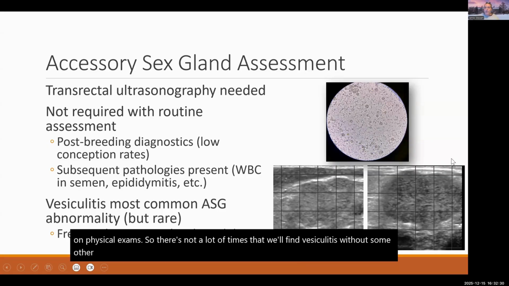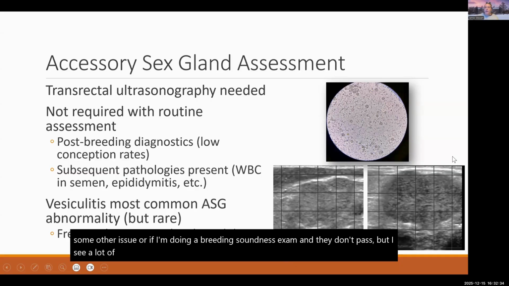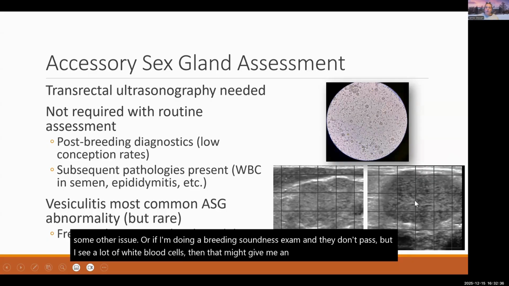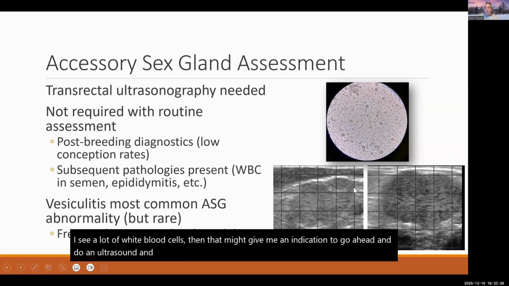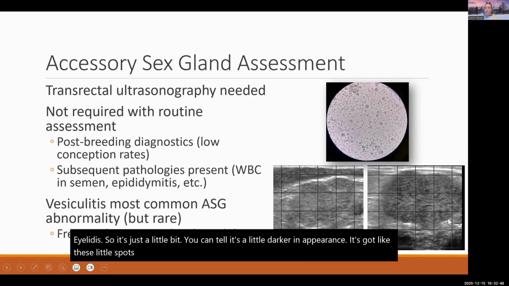Or if I'm doing a breeding soundness exam and they don't pass, but I see a lot of white blood cells, then that might give me an indication to go ahead and do an ultrasound. This is showing a normal vesicular gland right here, and then this is one that we diagnosed with vesiculitis. You can tell it's a little darker in appearance. It's got these little spots of black, which show that it has some fluid inside of it. It's distended and full of fluid.